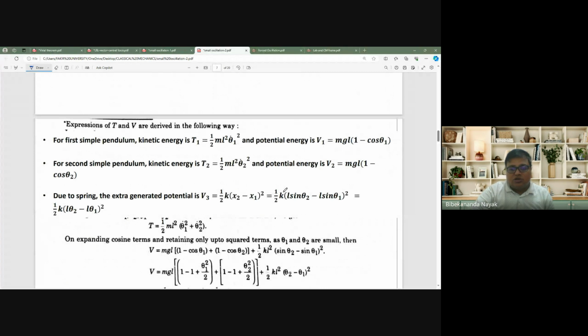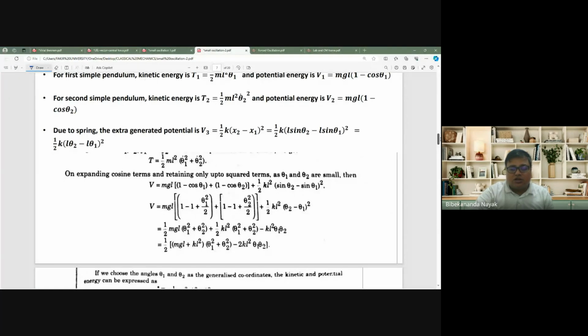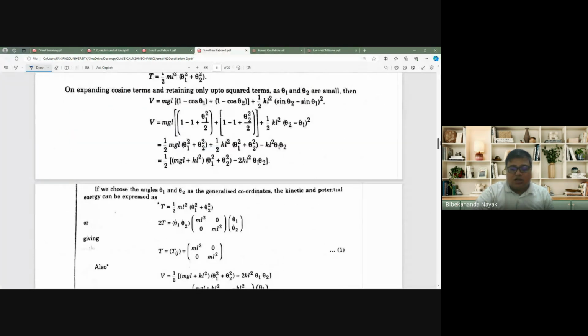Due to the extra spring, there is a potential energy; it behaves as a simple harmonic oscillator, half k x square. Here x means the distance x2 minus x1, so it will be half k times (x2 minus x1) square. If you convert this in terms of x, y, z, we got this.